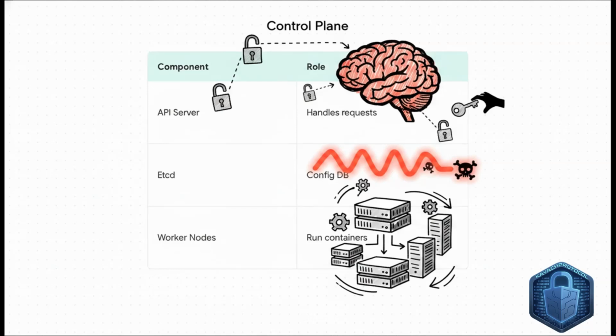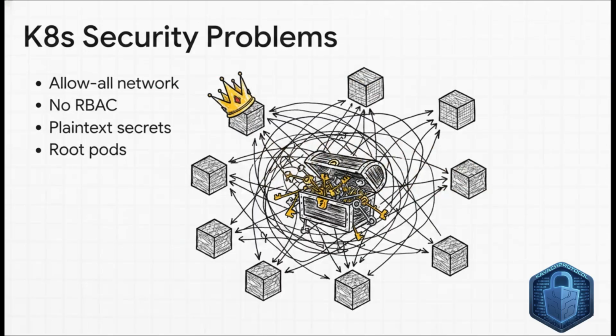Then you have the worker nodes, the muscles that run the actual container runtimes and workloads. The golden rule here is simple. If someone compromises the control plane, the brain, they've just been handed the keys to your entire cluster. But here's the crazy part. Out in the wild, almost every Kubernetes cluster tested has highly exploitable default insecure settings right out of the box.